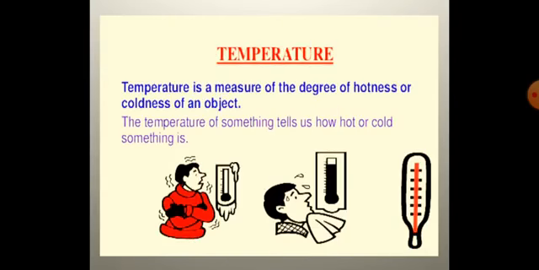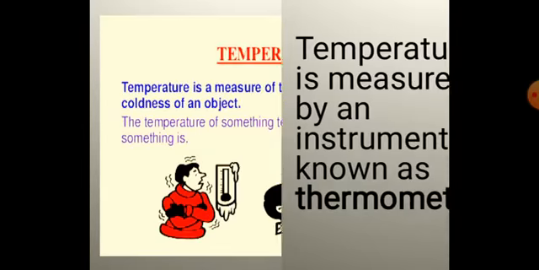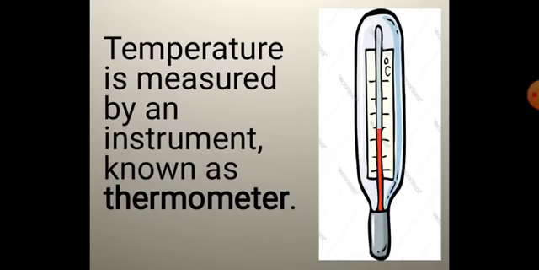First, heat. Heat is a form of energy. It occurs when molecules start moving. Temperature. Temperature is a measure of the degree of hotness or coldness of an object. The temperature of something tells us how hot or cold something is. Temperature is measured by an instrument known as a thermometer.